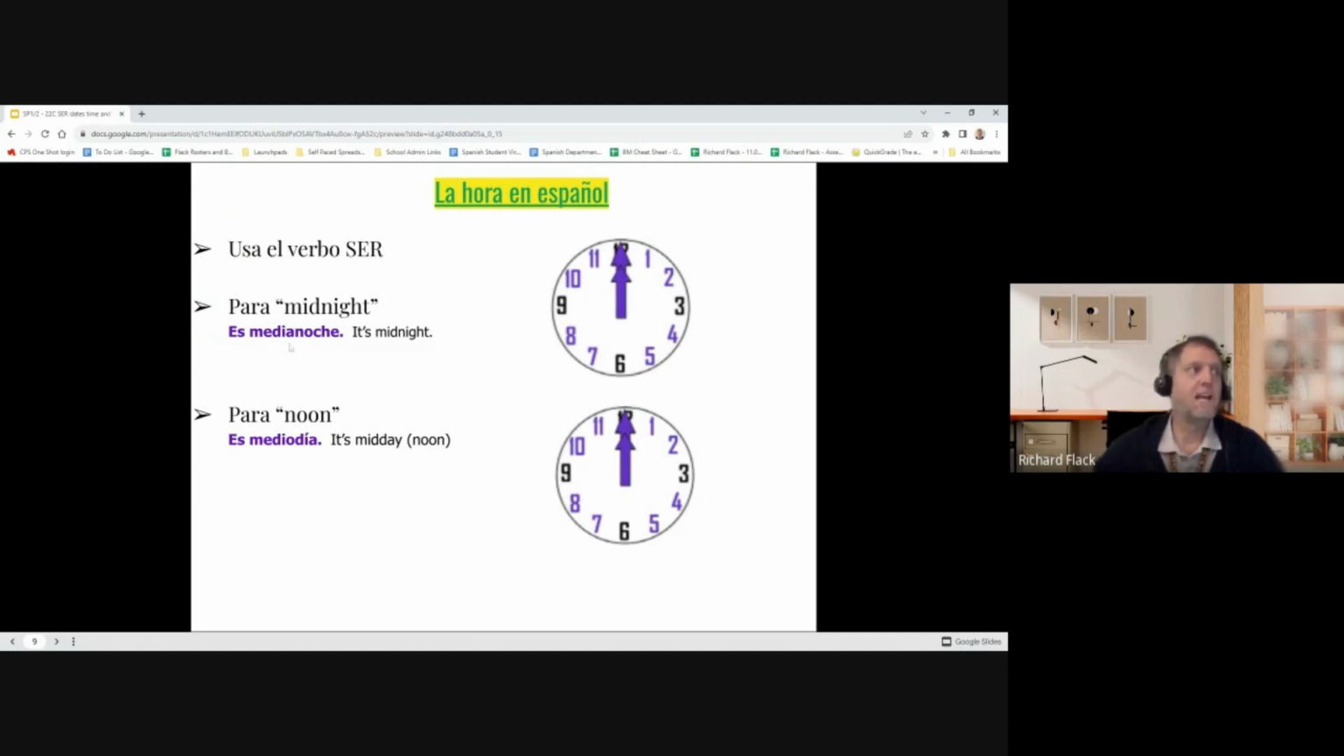Okay, if it's midnight or noon, we have special sayings. Es medianoche. It's the middle of the night. It is midnight. Es mediodía. It's the middle of the day. It's midday. It's noon. Notice media noche because noche is feminine. So media as an adjective, half, we're going to use the feminine form. Día is a masculine noun.